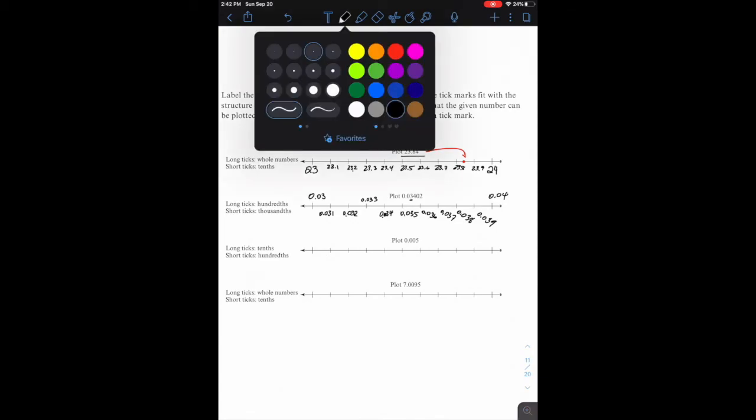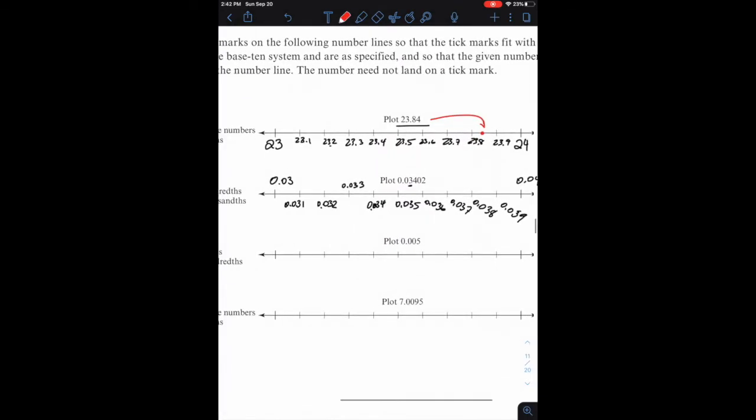All right, so how about long tick marks being hundredths and short tick marks being thousandths? So we're at 300ths and more. So we're going to be between 300ths and 400ths. Okay, so where would our number land? 3, 4. Somewhere really close in there.